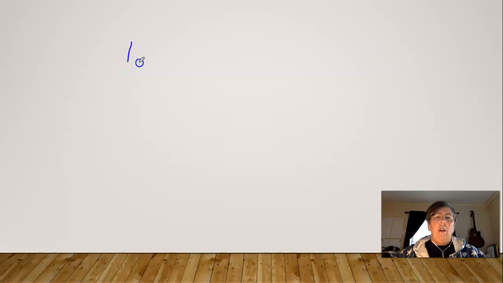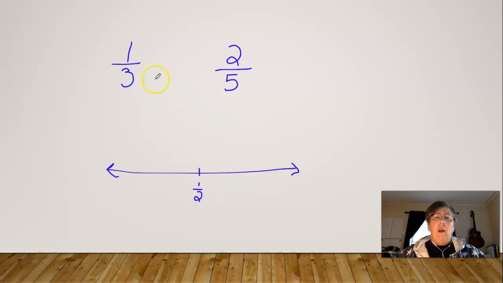So if we had 1/3 and 2/5. That's what it was. And again, I'm going to draw my number line down here because I still want to have that visual. Okay, and I know that that's a half. Well, what if I took these two fractions and I gave them common denominators? That's what I did in the last video. Remember, you had to find the multiples of this number.